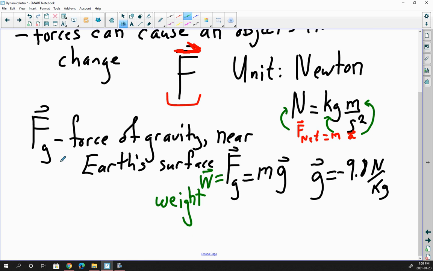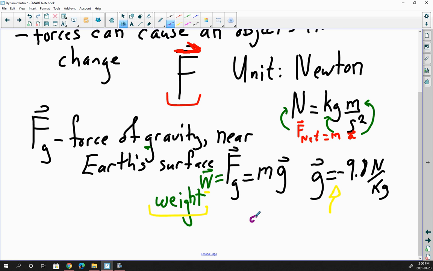Okay, well, one of the most important ones was F little g. What's up, g? It's the force of gravity near Earth's surface. Also goes by another name and symbol, weight. So weight is equal to the force of gravity, in this case near Earth's surface. So W vector is equal to Fg vector, and is equal to the mass of the object multiplied by little g, where g is negative 9.8 newtons per kilogram. What is this? Very special thing we learned in grade 11.